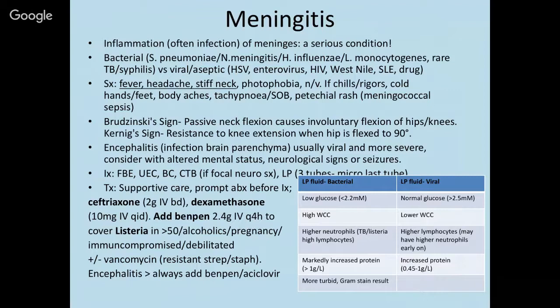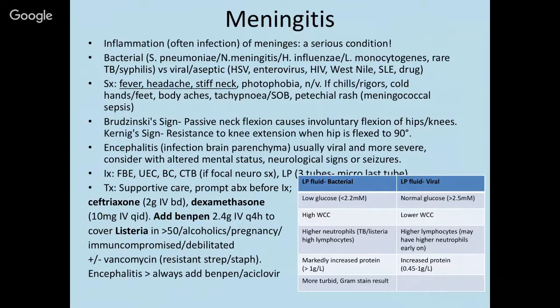Encephalitis is when the infection spreads, not just to the meninges, but also to the actual brain parenchyma. And that's really more severe. That's often viral. But the things to look out for is an altered mental status. So if they're confused or say their GCS is down, or they've got neurological signs or seizures, you'd be worried about encephalitis, which is more severe.